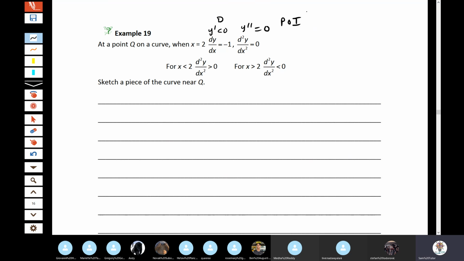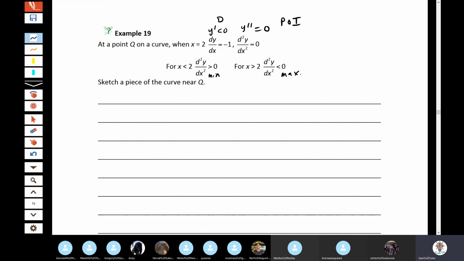All good so far? Again, for x less than 2, it says y double dash greater than 0. What does that mean? Nope. Incorrect. Min. No. Opposite of your head. Whatever your head's thinking, if it's bigger than 0, you think max, do the opposite. Min. Less than 0, max.